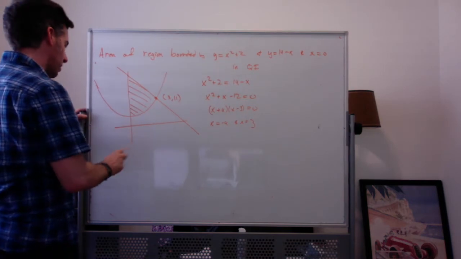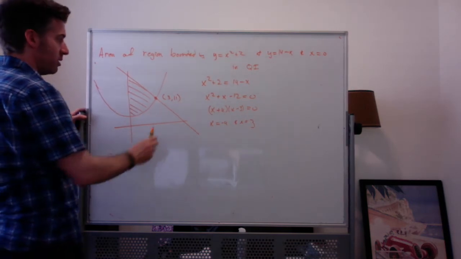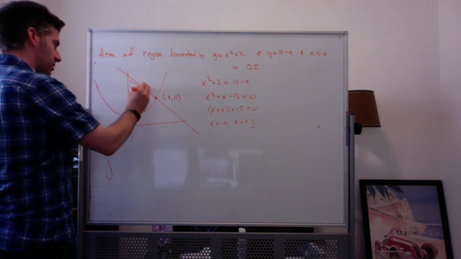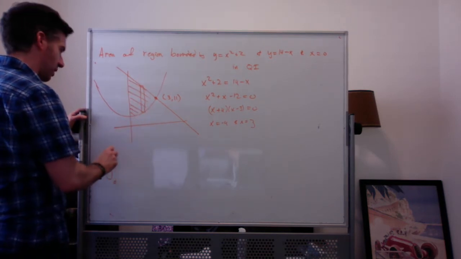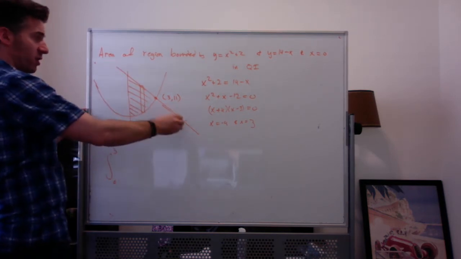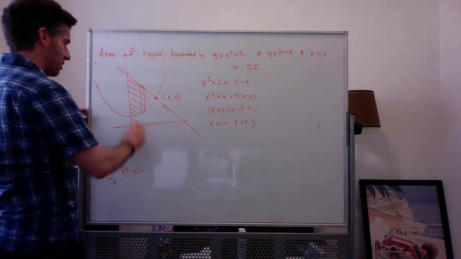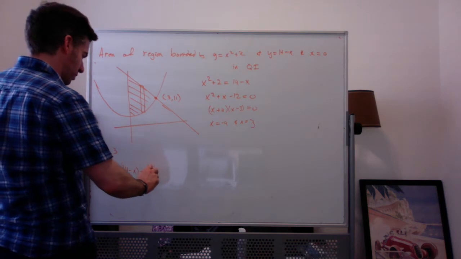So to find this area, it's going to be the integral from x equals 0 to x equals 3, since I'm thinking about using vertical strips, of the top function, which is clearly the linear function, minus the bottom function, which is clearly x squared plus 2.